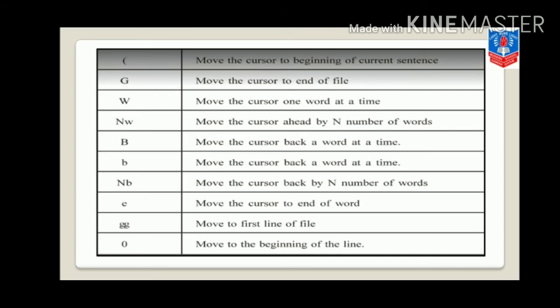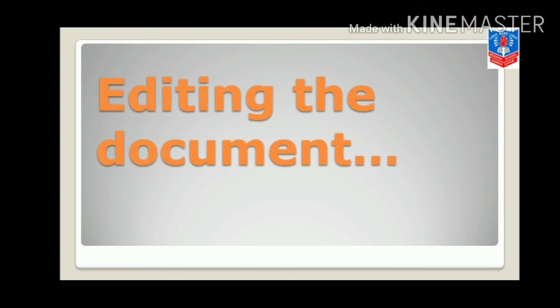कितने भी words हम पीछे जा सकते हैं अगर हम nb press करेंगे तो. Then we go to small e, move the cursor to end of the word. Small 2 times small g, move the cursor first line of the file. 0, move the cursor beginning of the line. That is first line, double g. 0, beginning of any line. Got it, students? Now we go to editing the document.